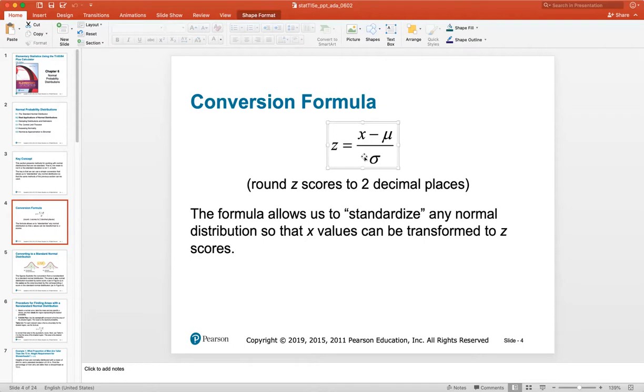Z is equal to x minus mu over sigma. What is x? X is a value of the continuous random variable of the normal distribution, and mu and sigma are the mean and standard deviation of the normal distribution. Using that formula, we can figure out the z-score corresponding to the value x of the continuous random variable. So using this formula, we can transform the normal distribution to the standard normal distribution.